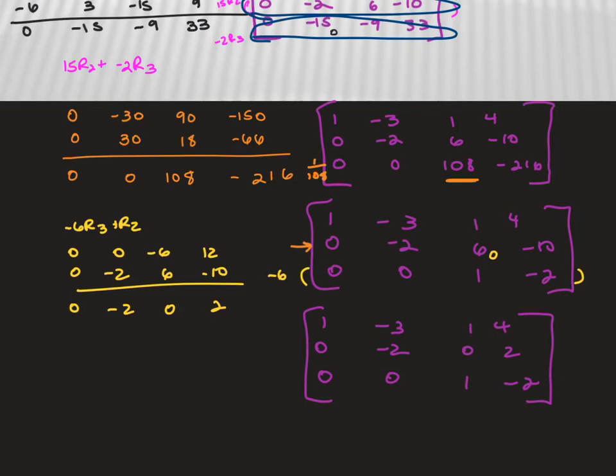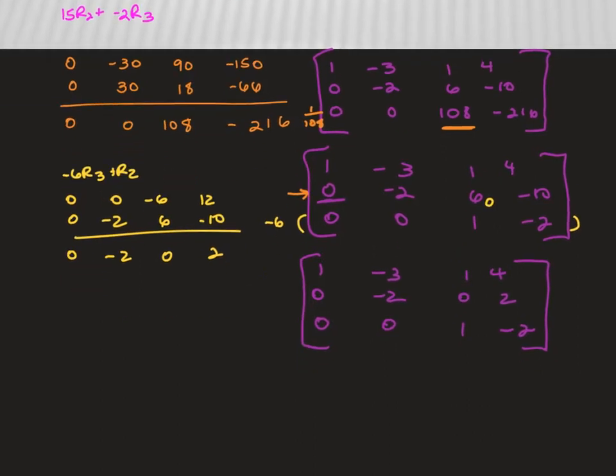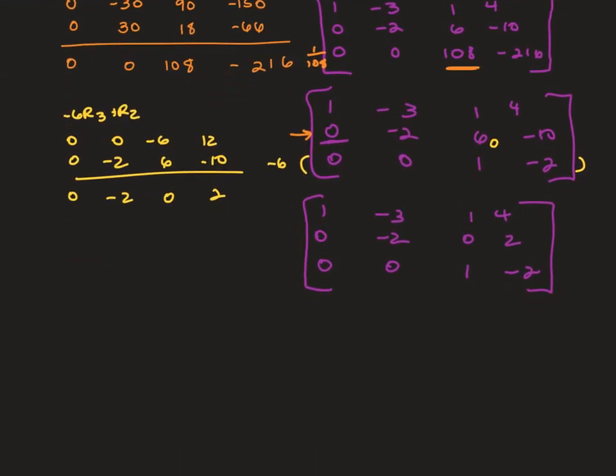Because if you add row 1 to row 2, you lose this 0. So now I can multiply this, because I have all the zeros I need in that row, times negative 1/2. And I get 1, negative 3, 1, 4, 0, 1, 0, negative 1, 0, 0, 1, negative 2.